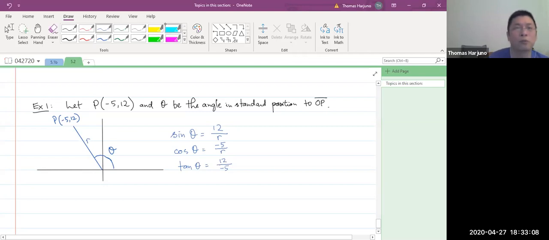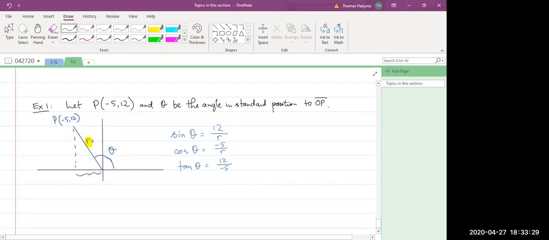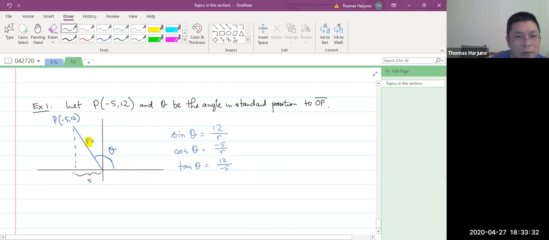Now of course, to fully answer this question, we need to find this r. Can anybody tell me what r is? This is 13, that's right, because the length here is 5 and the height here is 12, so r equals 13. So sine theta then becomes 12 over 13, cosine theta is -5 over 13, and tangent theta is -12 over 5.